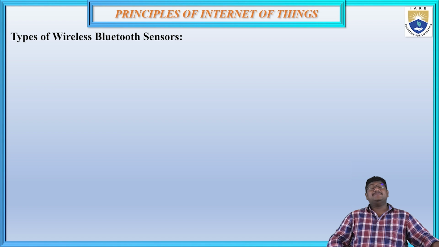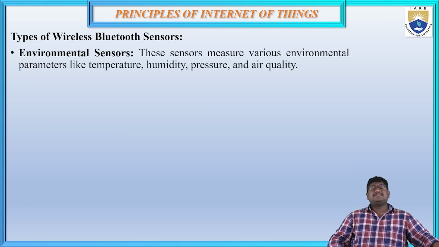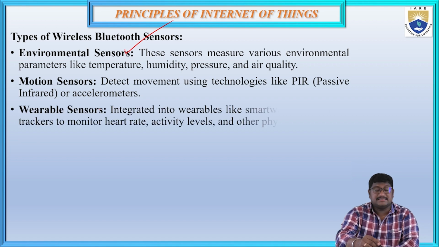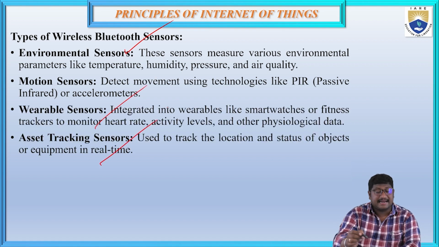And what are the different types of wireless Bluetooth sensors? The first one is the environmental sensor. The second one is the motion sensor, then the wearable sensor, and the asset tracking sensor.